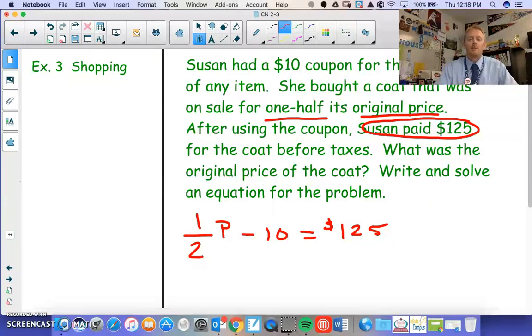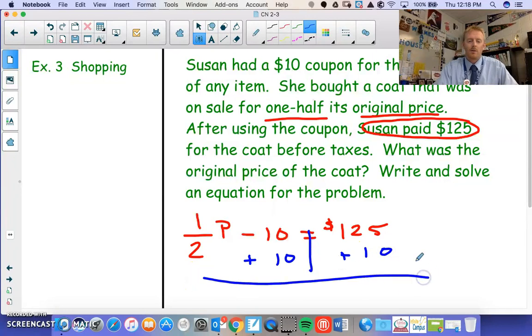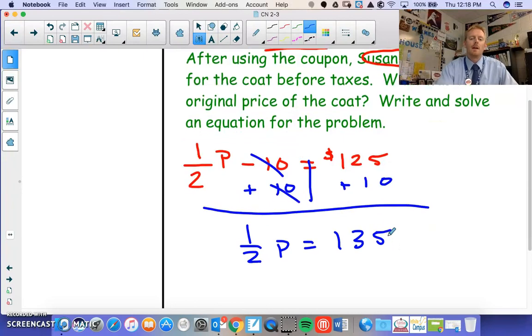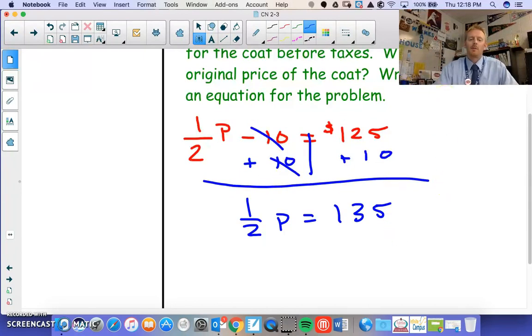In order for us to solve this, we would do what we did on the previous problems. We're going to get rid of the minus 10 first, because that is undoing the order of operations. And we have ourselves, let's see, plus 125. So half of a p is equal to 135. And so just like we talked about in the previous lesson, we're going to divide by a fraction, which is the exact same thing as multiplying by the reciprocal. So this is me dividing by the fraction.